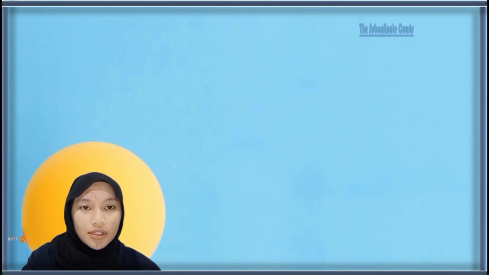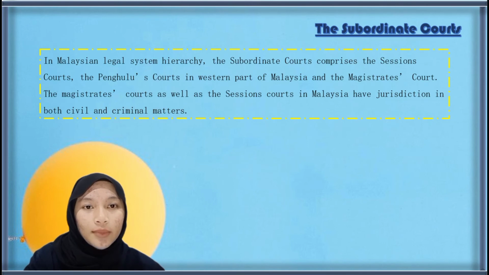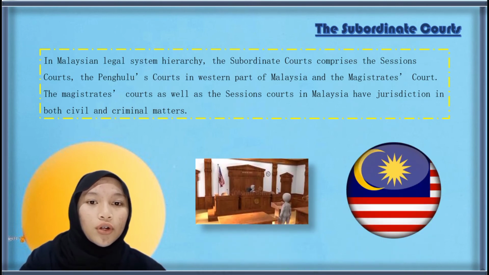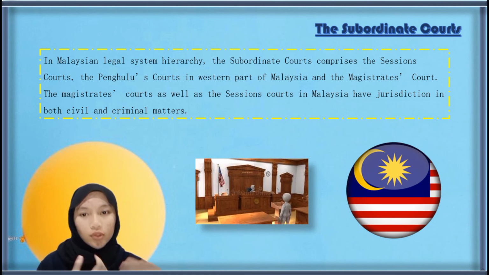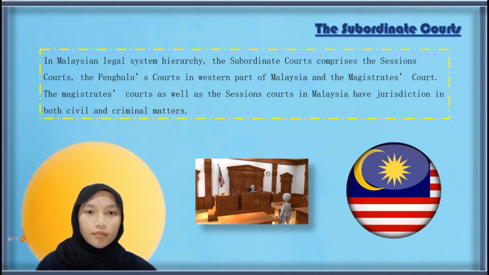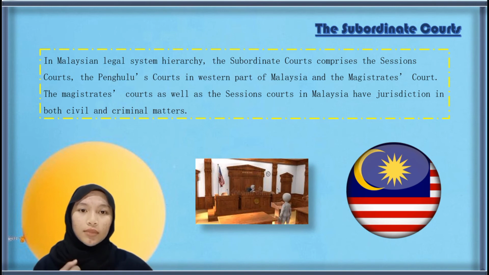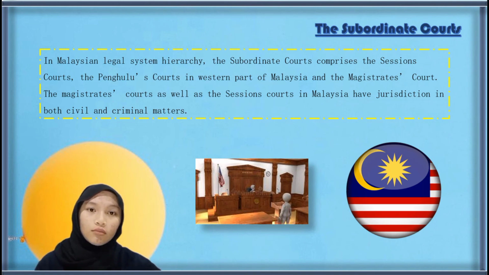I will talk about the hierarchy of the court and its jurisdiction of the subordinate courts. In the Malaysian legal system hierarchy, the subordinate courts comprise the session courts, the magistrate courts and other courts, which consist of the Penghulu courts in the western part of Malaysia and the court for children. The magistrate courts as well as the session courts in Malaysia have jurisdiction in both civil and criminal matters.